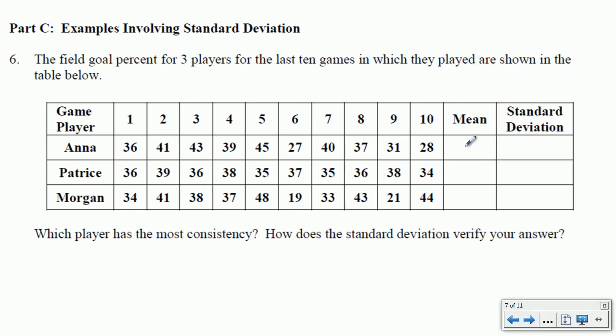The mean for Anna was 36.7, the standard deviation was 5.9. For Patrice it was 36.4 and 1.5, and for Morgan 35.8 and 9.0. So which player has the most consistency? That would be Patrice, because the standard deviation is the lowest.